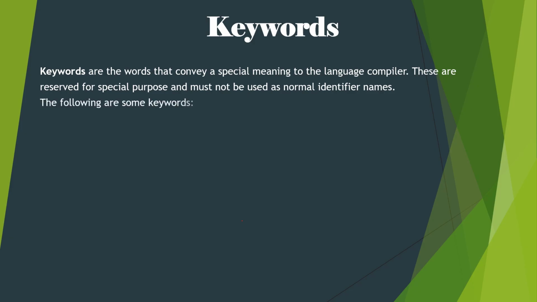The following are some keywords: byte, int, float, double, break, if, else, for, new, private. Like this, in Java, more than 50 keywords are there, and every keyword has a special meaning, and it cannot be used as a normal identifier name. Means it cannot be used as a class name, variable name, or object name.